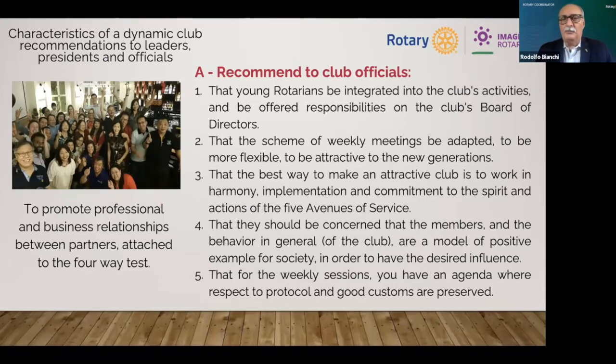And there are a lot of young people outside of our clubs that will join if we are more flexible in our weekly meetings. Three, that the best way to make an attractive club is to work in harmony, implementation and commitment to the spirit and actions of the five avenues of service. Every one of us has different views of what can be done through a Rotary Club. The Rotary Club offers five different ways of getting involved for service. Offer those five different choices to your members, so everyone will get involved.